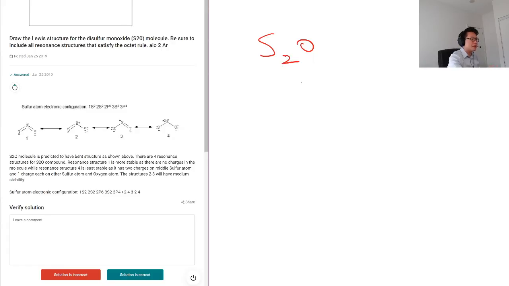Maybe oxygen, maybe sulfur. So we have two situations over here, but let's figure out which one will be the center atom. Before we write out the Lewis structure, we have to find the valence electrons. So for sulfur, it should be group number 4. So sulfur, we have 4 electrons.